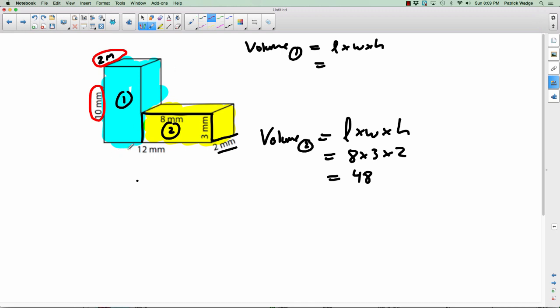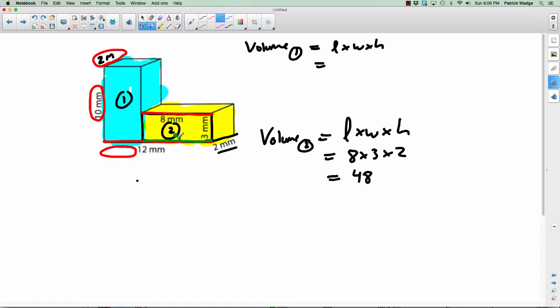Okay, the last dimension we need to know is this right here. How are we going to get that? Well, first of all, let me move it over a little bit so you can remember that it is 12 millimeters. From here all the way over to here is 12 millimeters. But what I also know is that from here over to here is 8 millimeters. Well, if that's the case, then it's also 8 millimeters from here to here.